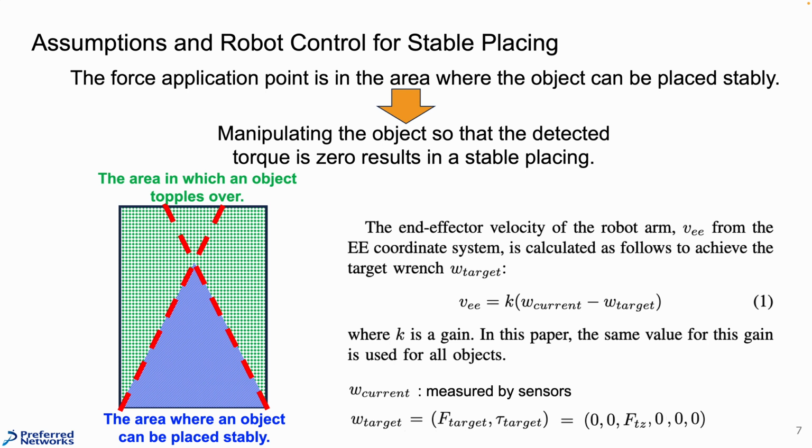We make assumptions for our model. As shown in the figure, the force application point is in the area where the object can be placed stably. Under this assumption, manipulating the object so that the detected torque is zero results in a stable placing.